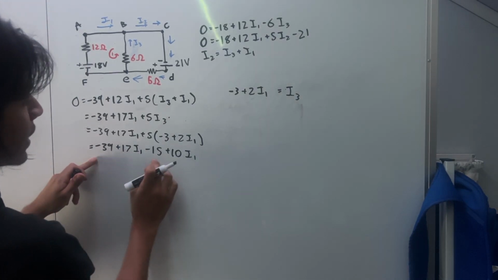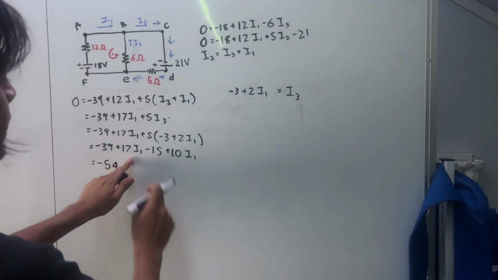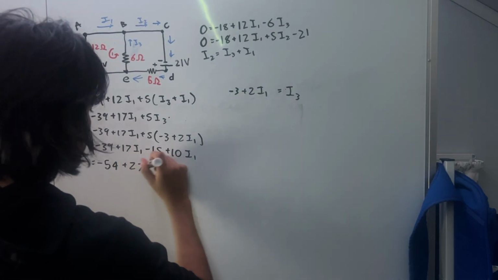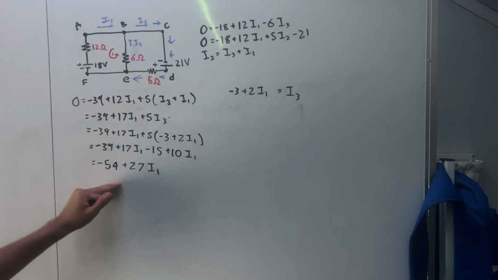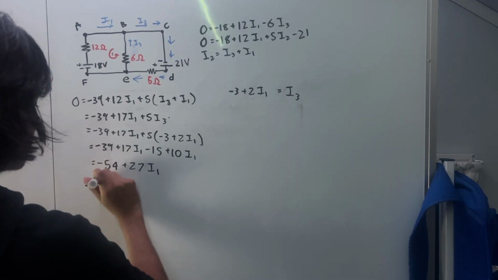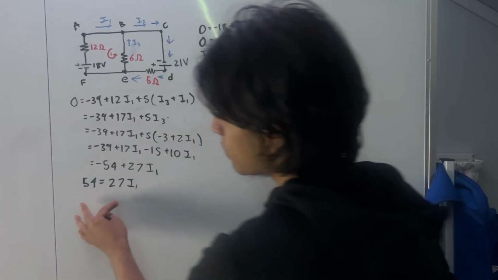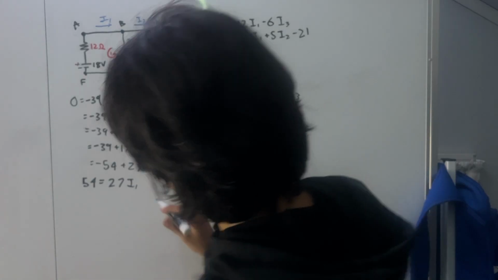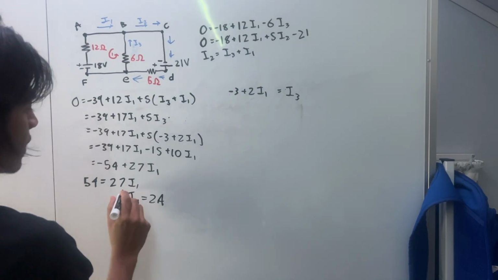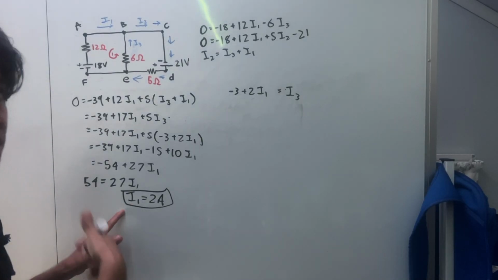So this negative 39 minus 15, that's going to be negative 54. And this 17I1 and this 10I1 is going to turn into 27I1. Getting the negative 54 on the left side, we then have 54 is equal to 27I1. And now dividing both sides by 27, we can see that I1 is equal to 2 amps. And just like that, we have our solution for I1.